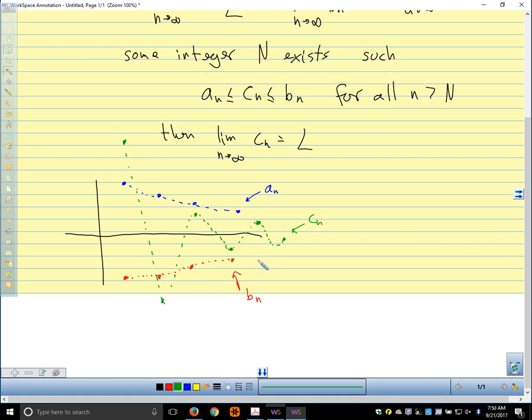And often what's convenient for the squeeze theorem and the sandwich theorem is the lower sequence. Did I write that? I wrote that backwards. This should be B, and the other one should be A. A is the small one, B is the big one.